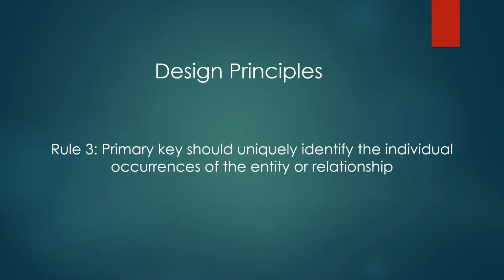The third rule states that the primary key identifies the occurrence of the entity. Primary key should be unique to each row. First or last names are often not appropriate primary keys, as they are not unique. Choosing an ID or social security number are unique identifiers.